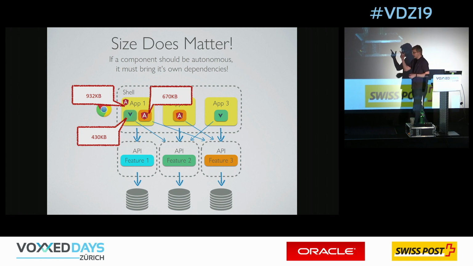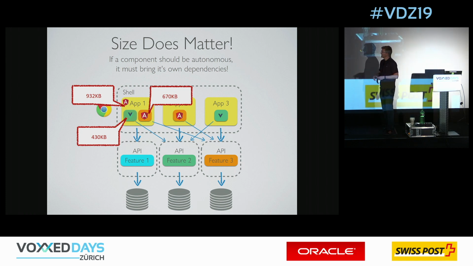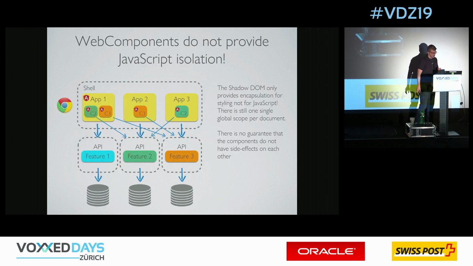For instance, if the component should be autonomous, then size really does matter again, because if you have for each dropdown, each input component, its own version of React or Vue or Angular to implement that, then you quickly end up with a situation where your bundle gets really big. The second drawback of web components is that they still do not isolate on the JavaScript side. They do isolation on the styling side with the shadow DOM, but JavaScript, they still live on the global context, and they can have side effects on each other.